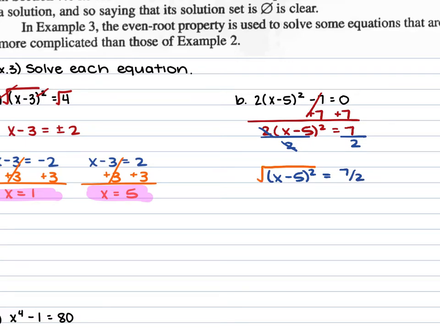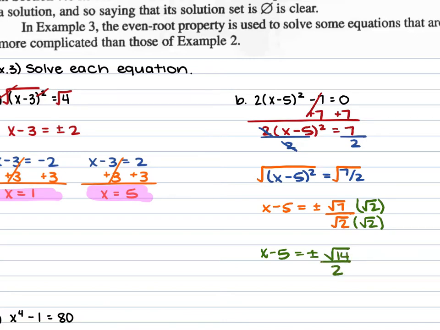From here, we're going to take the square root of both sides. Remember to put the plus or minus in front of your answer. You cannot simplify the square root of 7. You cannot simplify the square root of 2. So before you go any further with this, rationalize your denominator. Multiply the top and the bottom here by the square root of 2. So we're going to be left with x minus 5 is equal to plus or minus the square root of 14 over 2. From here, you can add the 5 to both sides. It goes in front of that plus or minus square root 14 over 2.